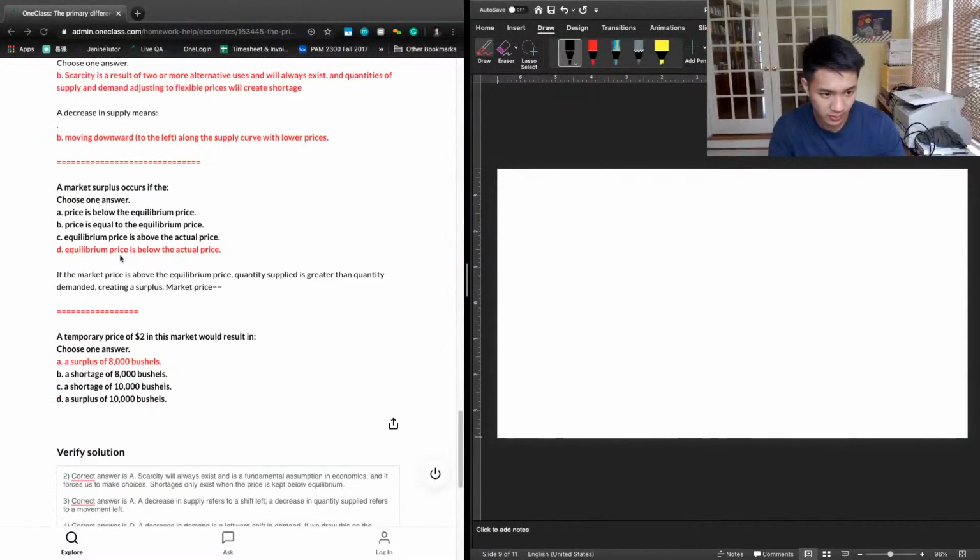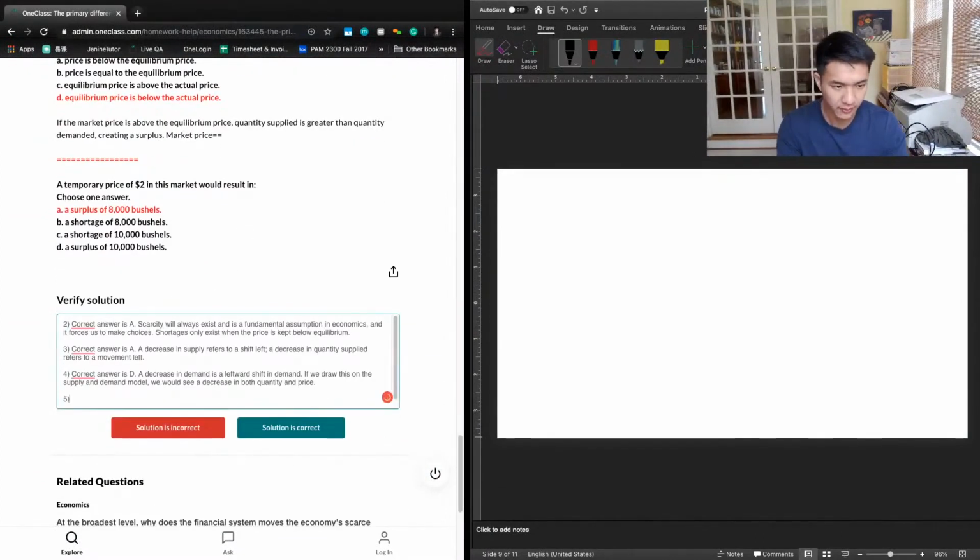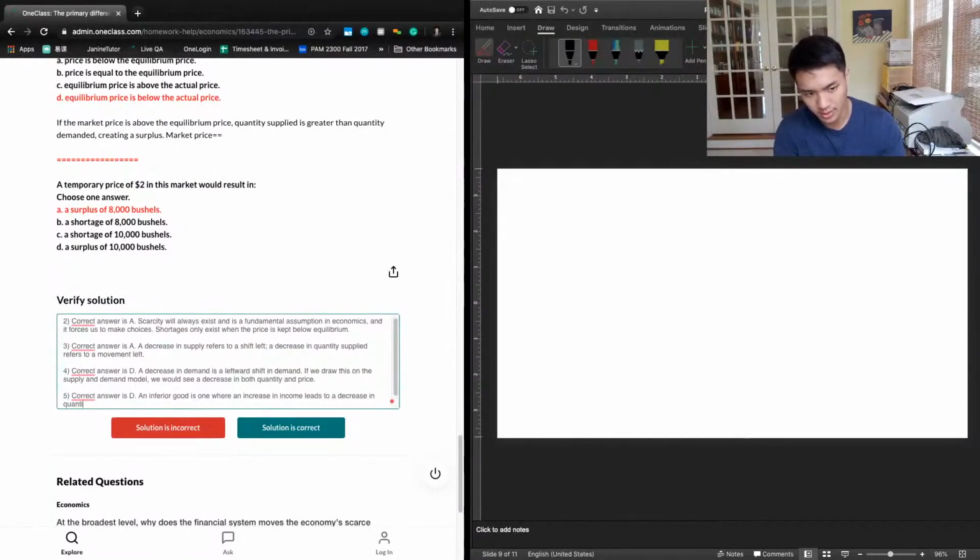I don't believe the previous teacher answered this question, so we will answer it here. 5, correct answer is D. An inferior good is one where an increase in income leads to a decrease in quantity demanded. And so this matches the scenario's description of hamburger purchases.